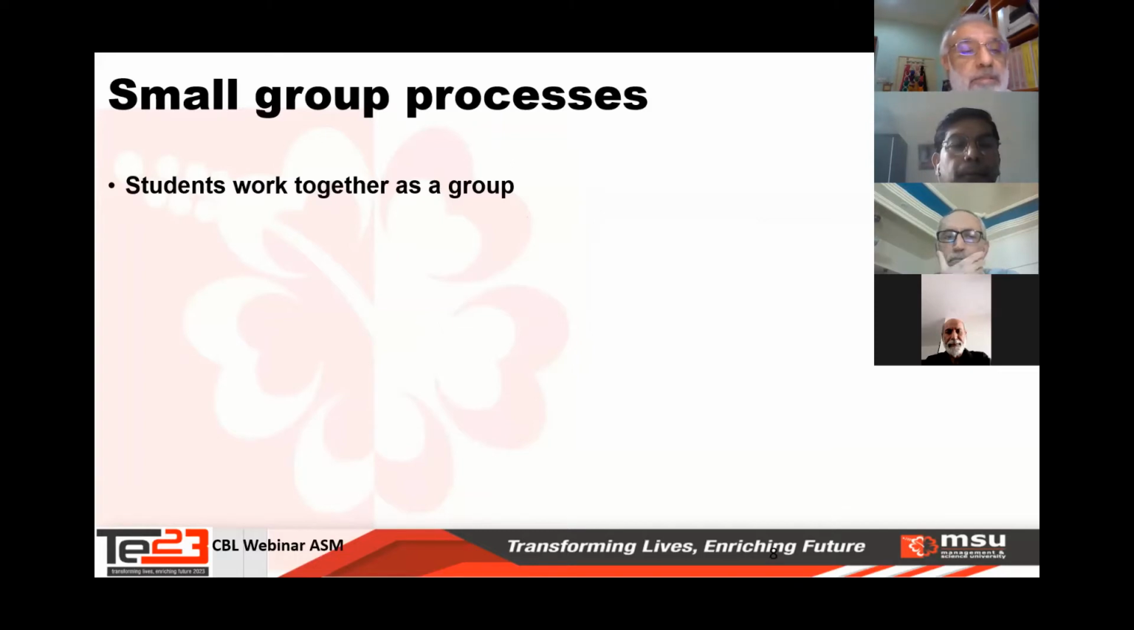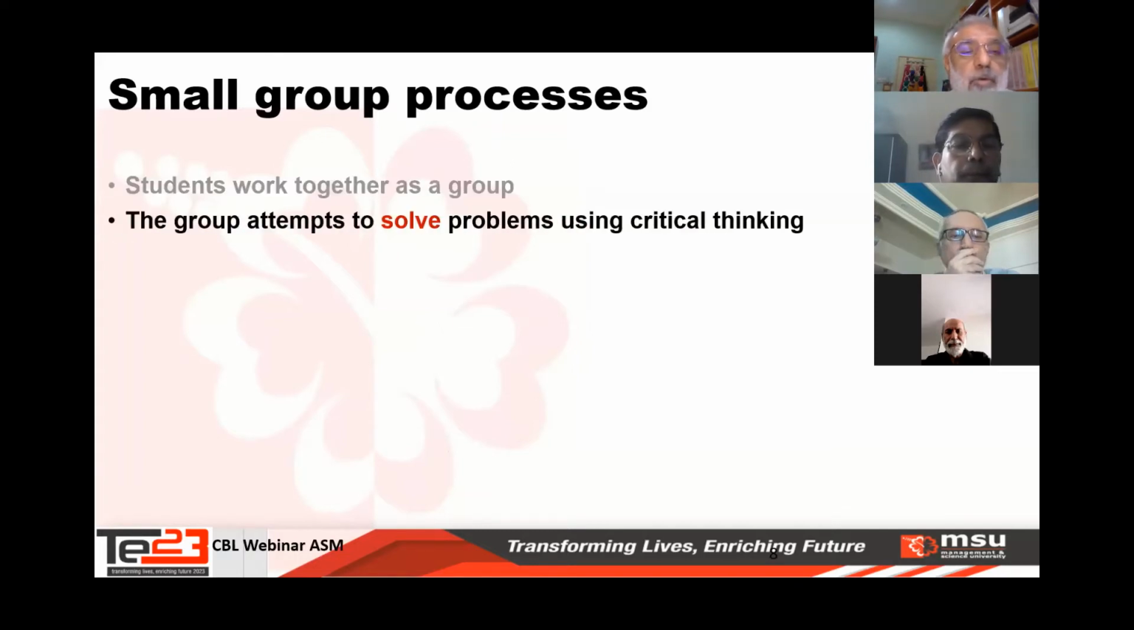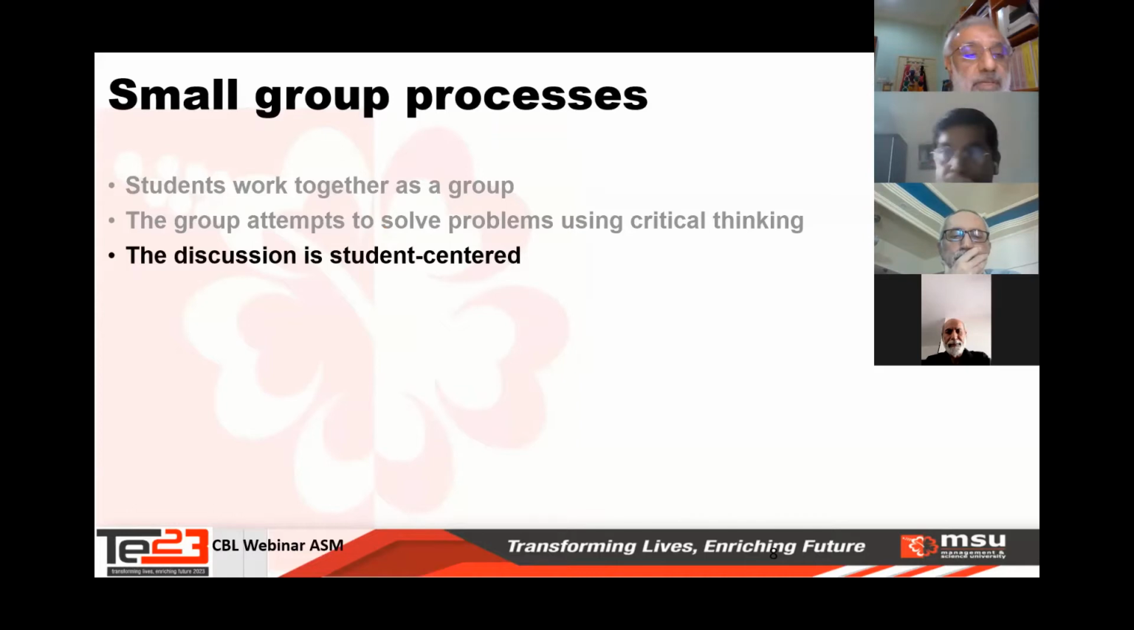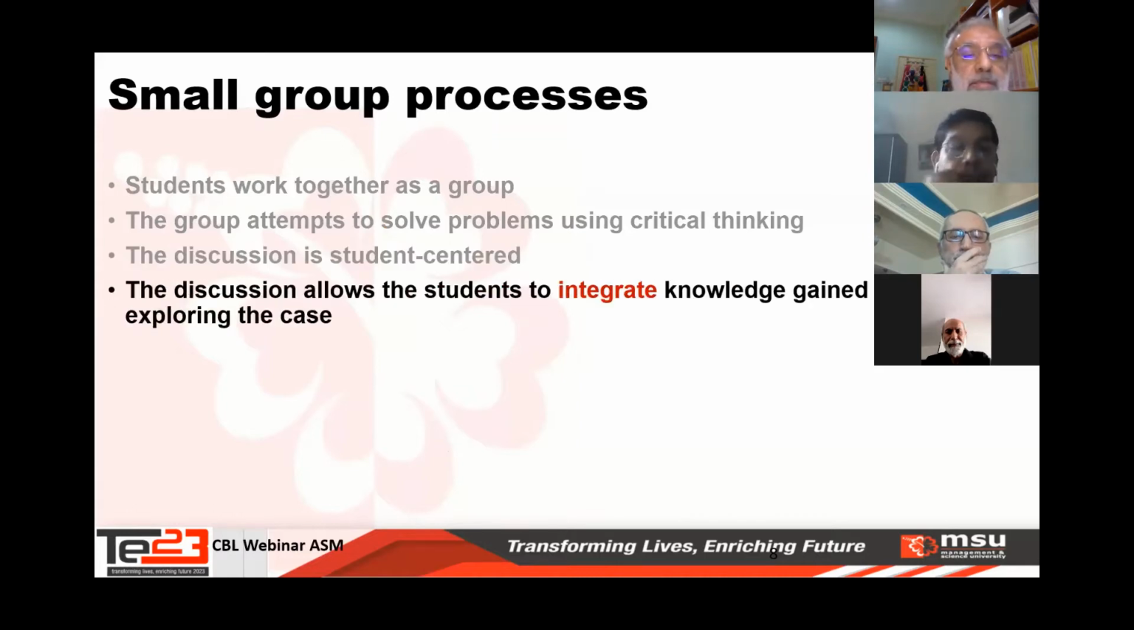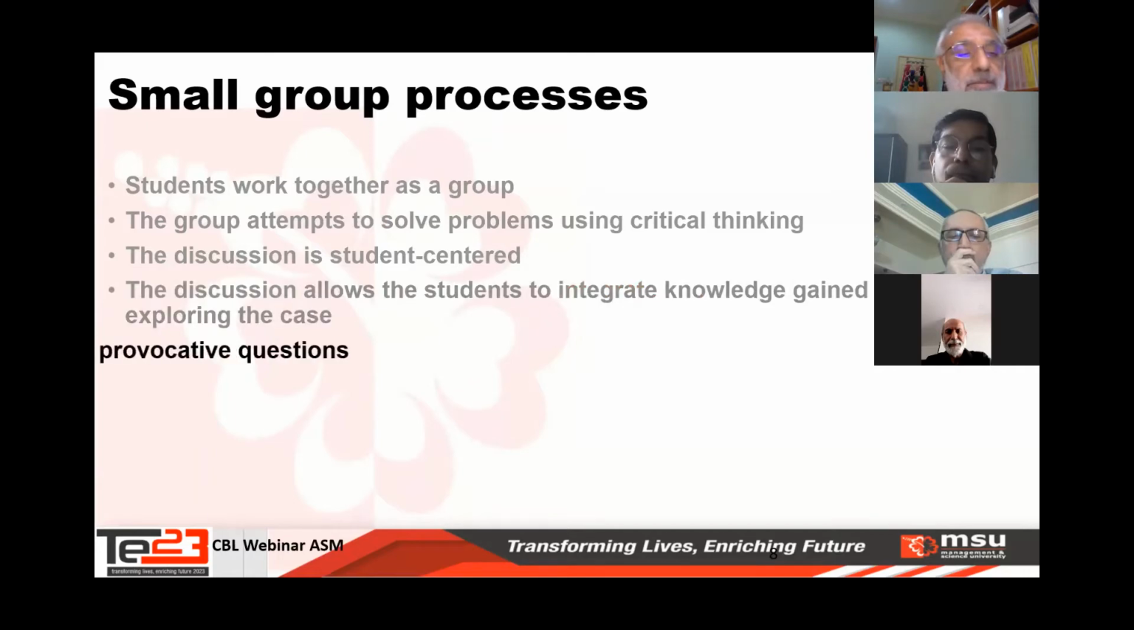Students work together as a group. The group attempts to solve the problem using critical thinking. The discussion is student-centered, and it allows the students to integrate knowledge gained within that discipline in relation to that case.